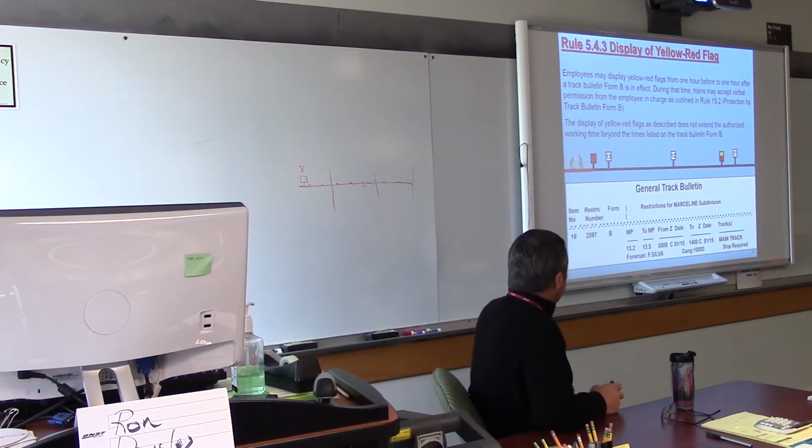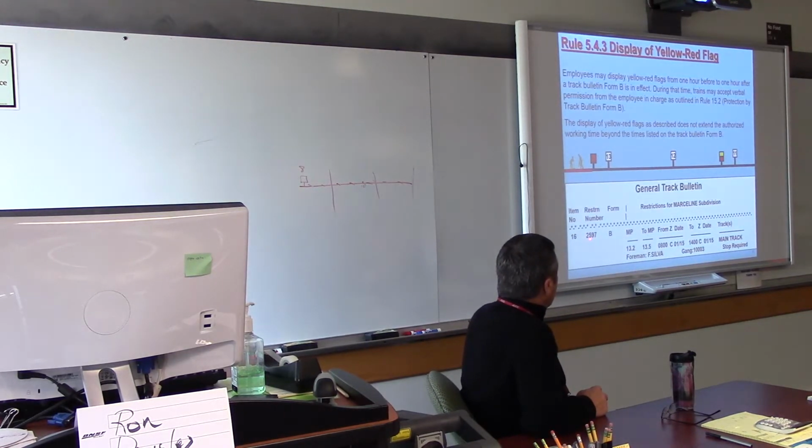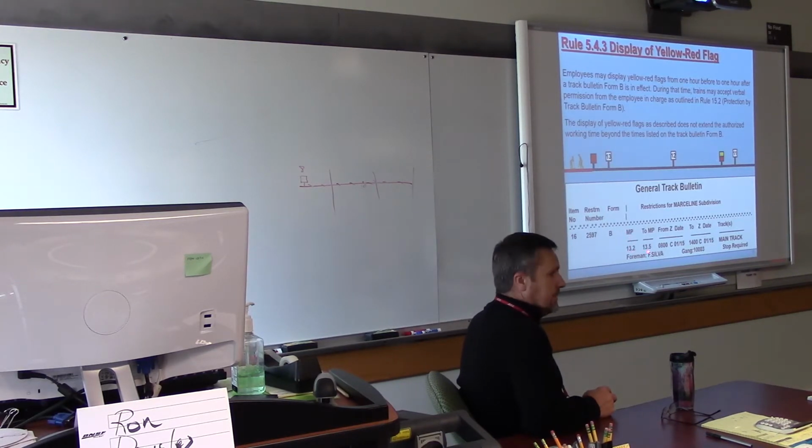Look at a Form B. Form B, that's the bulletin number. That's the type of form it is, B. So we know that's men and equipment out there working. It goes from milepost 13.2 to 13.5, from 0800 January 15th to 1400 January 15th on the main track. Foreman Silva's in charge. That's his gang number, and a stop's required.